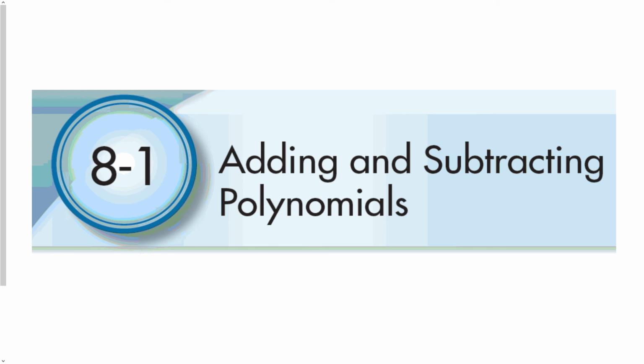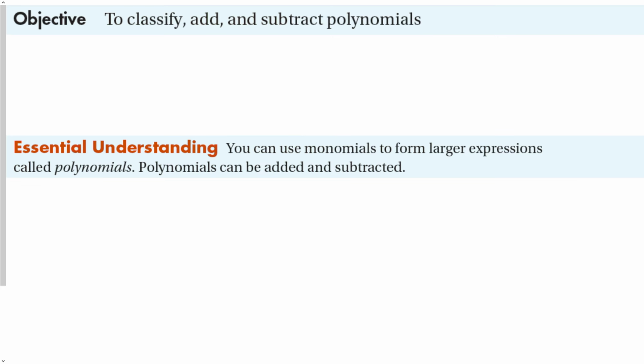8-1, adding and subtracting polynomials. So our objective in this section is to classify, add, and then subtract polynomials. And we can use something called monomials to form larger expressions called polynomials. Polynomials can then be added or subtracted.